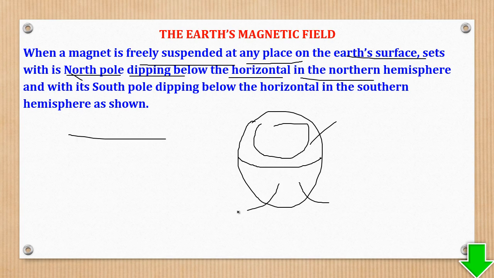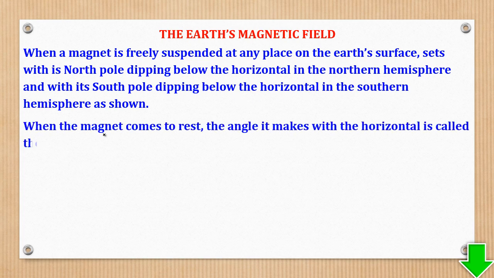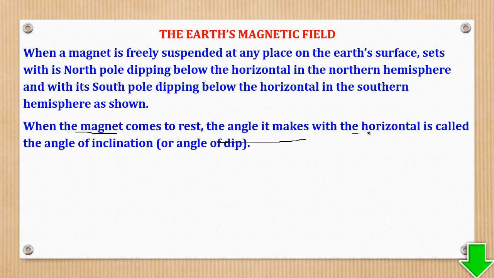When you are in the southern hemisphere, it will lie in such a way that it is the south pole which is dipping. We are interested in this word dipping because we are going to talk about angle of dip. So when that happens, the angle which the magnet makes with the horizontal is what we call the angle of inclination, or in short, angle of dip.